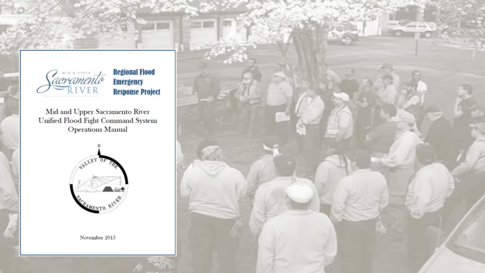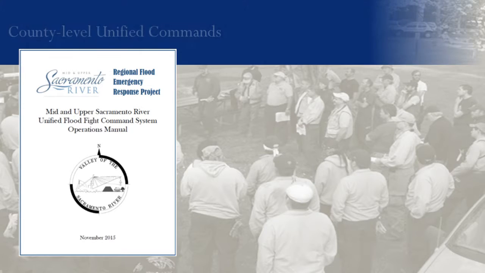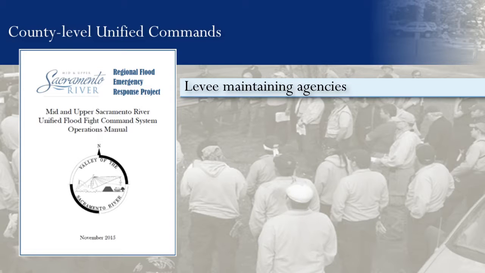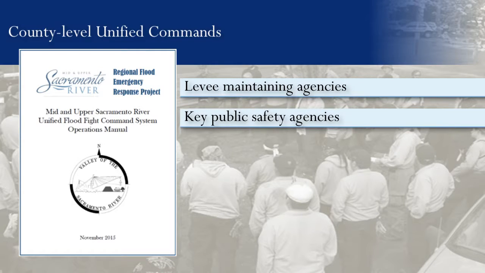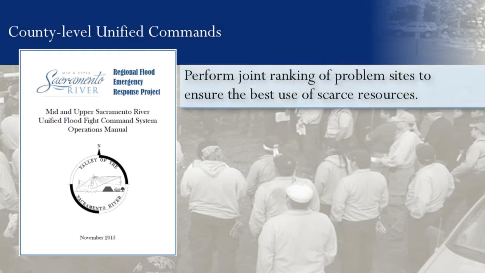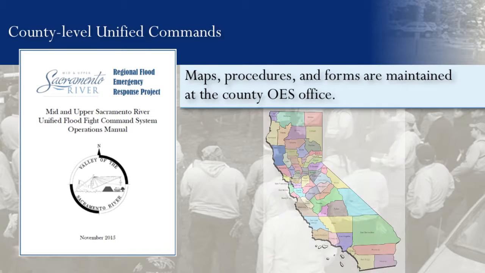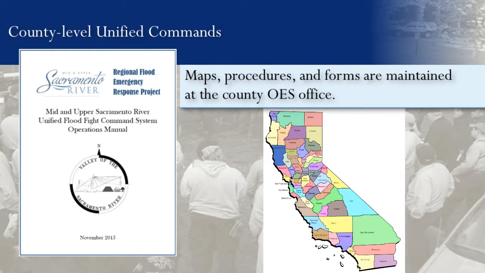The Mid and Upper Sacramento River region counties have 2 key regional interagency coordination systems. The first is a system of county-level unified commands composed of each county's levee-maintaining agencies and key public safety agencies. These unified commands coordinate action plans and resource requests of the participating jurisdictions. The unified commands will also perform joint ranking of problem sites to ensure the best use of scarce resources. Maps, procedures, and forms for operating each unified command are maintained at the county OES office.